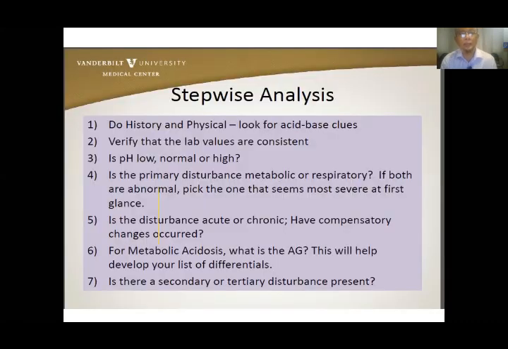Now coming to the stepwise analysis. Someone is in the waiting room still.